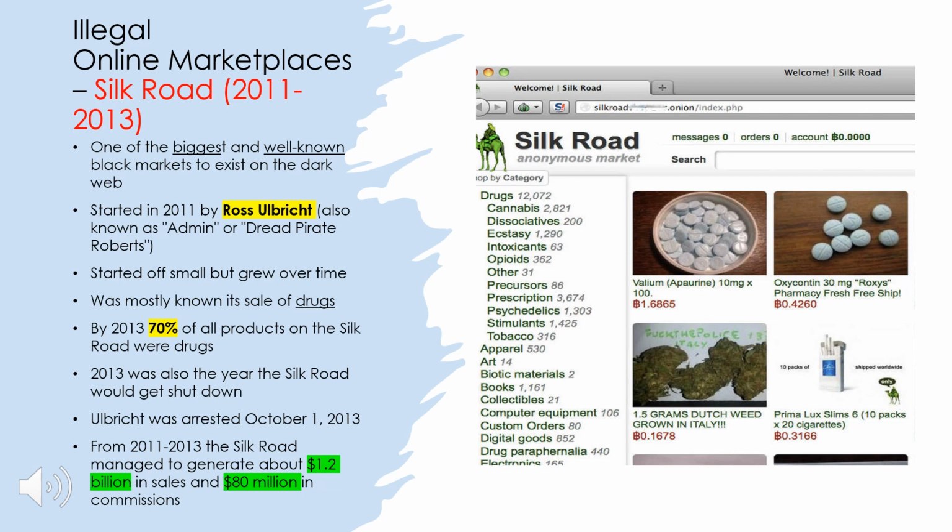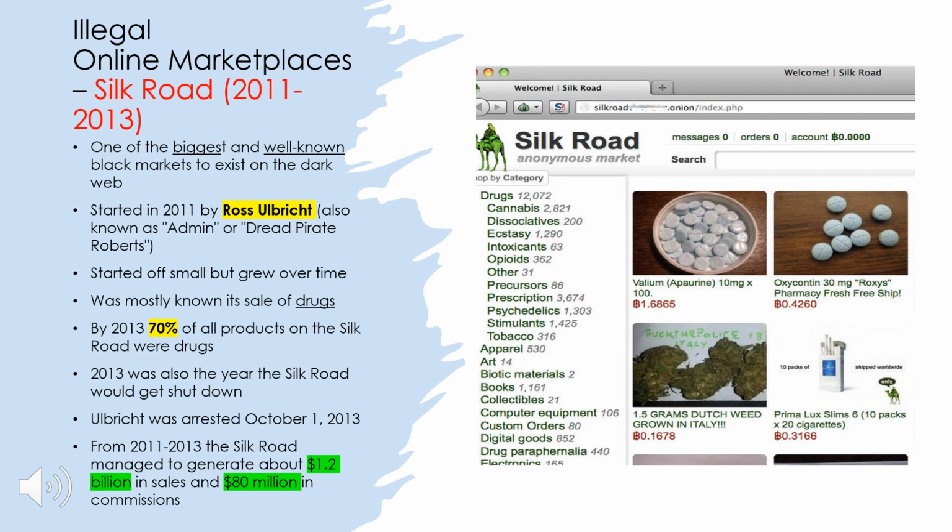Okay, on this slide we're going to be talking about the Silk Road, which was one of the biggest and well-known black markets to exist on the dark web. It was started in 2011 by Ross Ulbricht, also known as admin for Dread Pirate Roberts, before he was identified, of course. Silk Road started off small, but obviously it grew over time because it's known as one of the biggest and well-known. If it was always small, it probably wouldn't be as known.